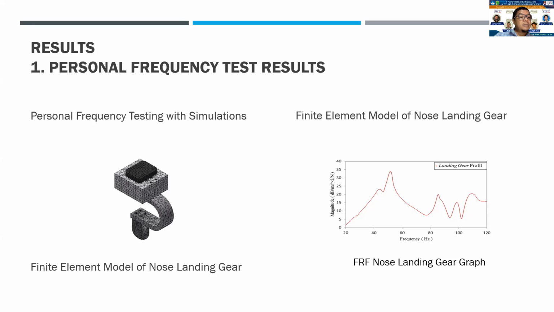The result of the experiment testing provides the lowest 4-mode values for the nose landing gear system. The first one, 51.5 Hz. The second one, 85.5 Hz. The third one, 98.5 Hz. And the last one, 109.5 Hz.